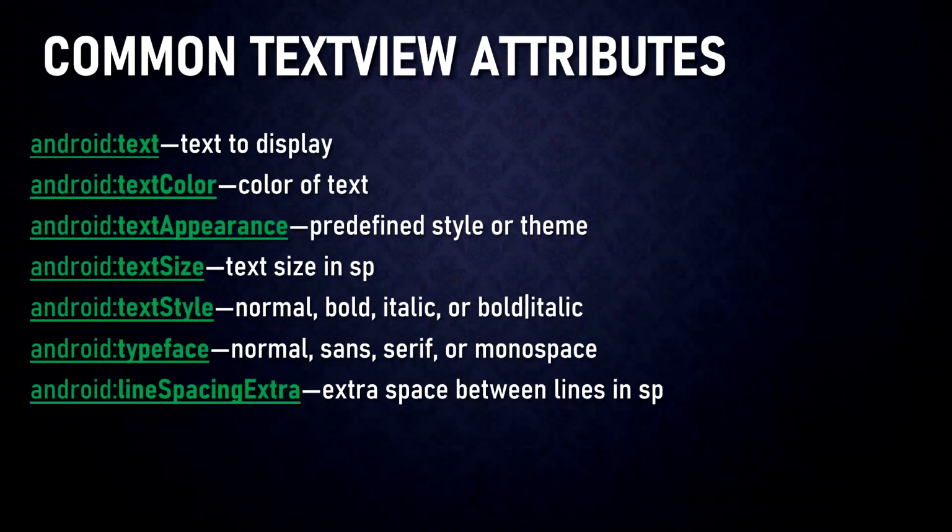And also typeface, normal, sans. This is the type of the text, like we use in our Word document. There are many kinds of text typeface, and you can use one of them. And also how much extra space you want between the lines. You can specify that using line spacing extra, and you specify that with SP also. This is related to the text, so you don't need to use DP. DP is just for the view.